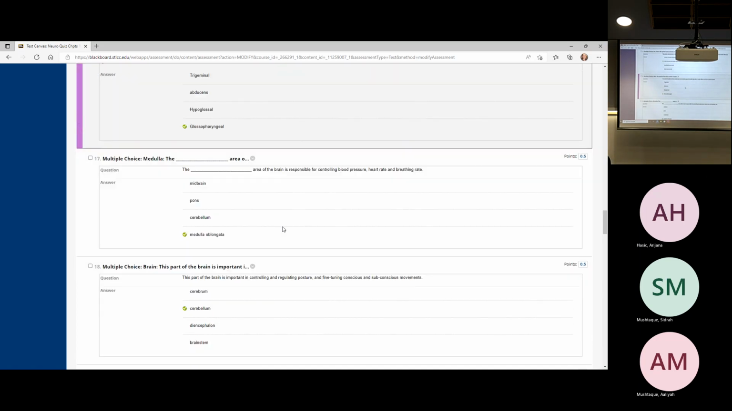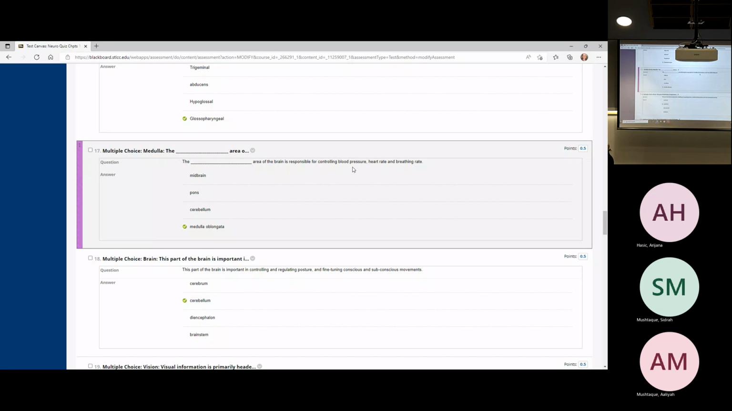Okay? All right. The blank area of the brain is responsible for controlling blood pressure, heart rate. Most of you got this. It's the vagus. And you know it by name. And what is the vagus by number? 10, which is the letter X. Because you have to give them to me in Roman numerals.